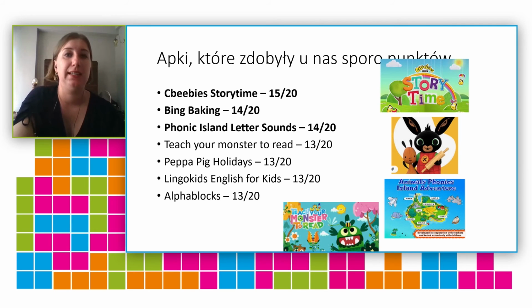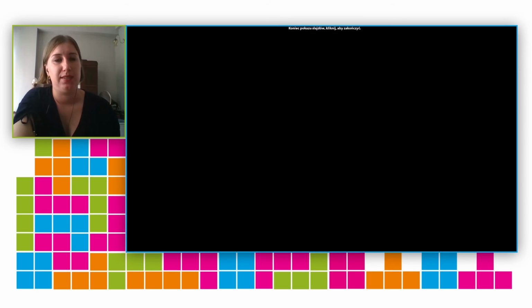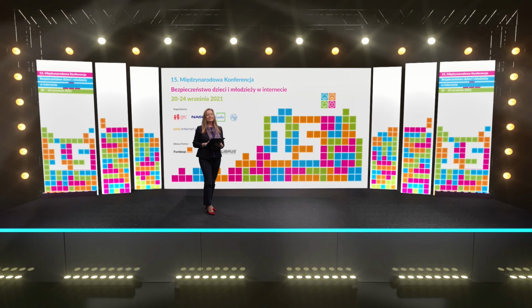And here, I'm sorry if this is not legible on the screen, but CDD story time, being banking, and island adventures. I think they are available on the Polish market. We have quite many English language applications and not so many original Polish language applications. Some of them were simply translated into Polish, or they are available only in English. And these are the applications that performed very well, judging by our instrument.